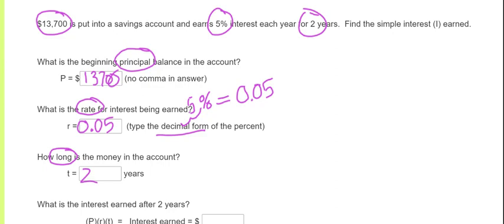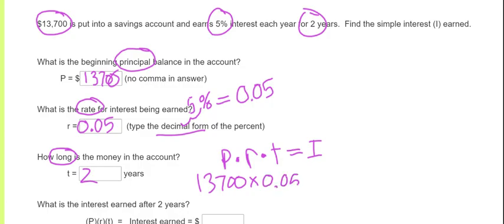So the interest formula that we're going to use is if we take the principal, multiply it by the rate, and multiply it by the time, that will give us the earned interest. So filling that formula out, we have 13,700 times 0.05 times 2. And you can multiply these in any order. I would encourage you to multiply the rate times the time first, and then multiply that times the amount.